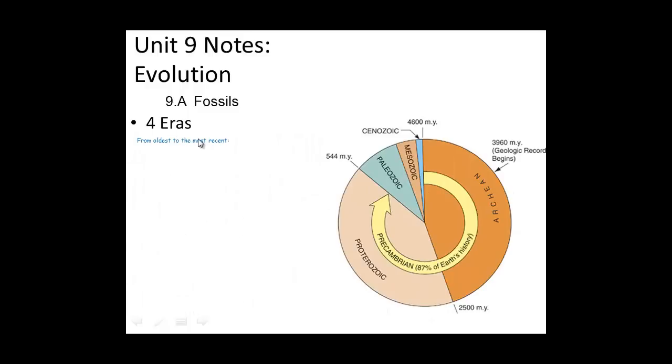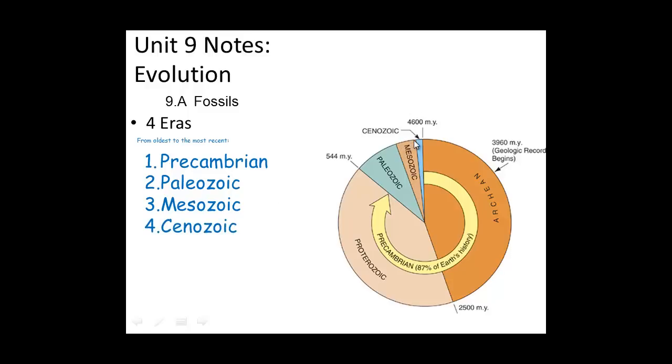From oldest to most recent, the 4 eras. We have the Precambrian, which again makes up 87% of the known Earth history. We have the Paleozoic. Nice way to think about the Paleozoic is what kind of life can you get to grow into a pail full of water. This is the age of the fishes, or the age of the aquatic and marine organisms. Then around 244 million years ago, we have what's called the Mesozoic, or the age of the dinosaurs. And that lasted all the way to 65 million years, where we got the Cenozoic.